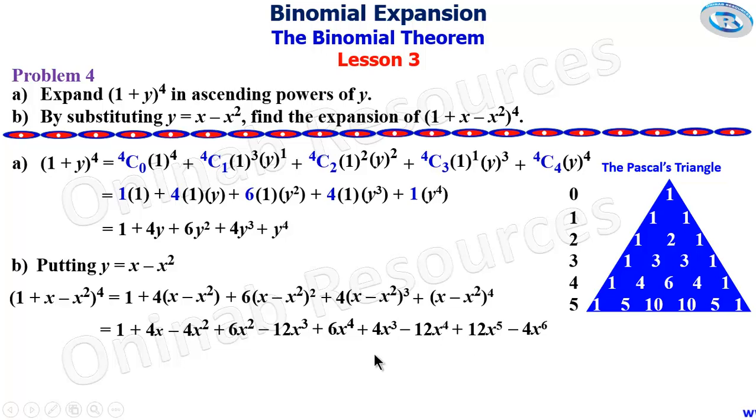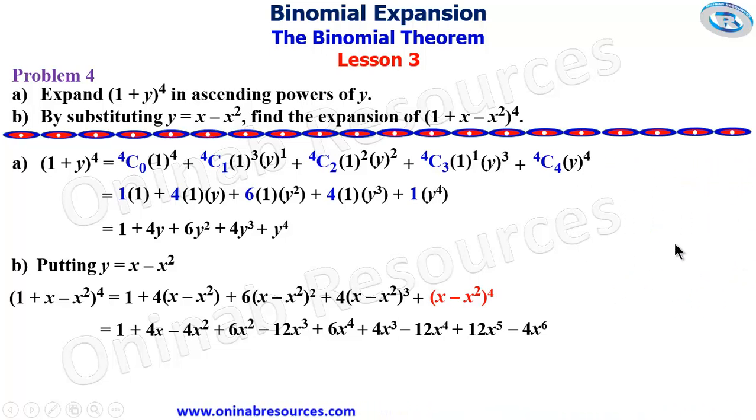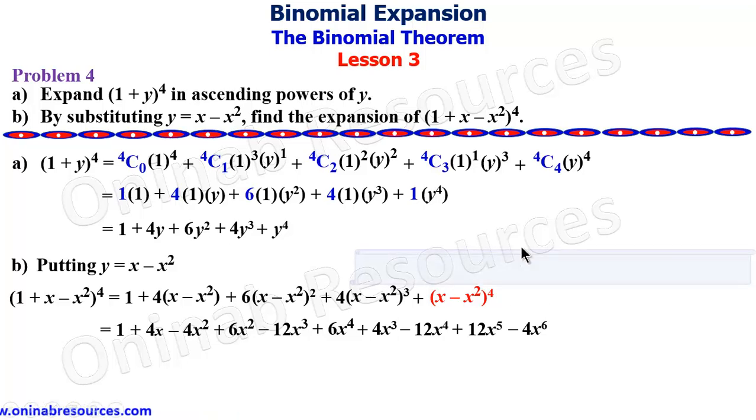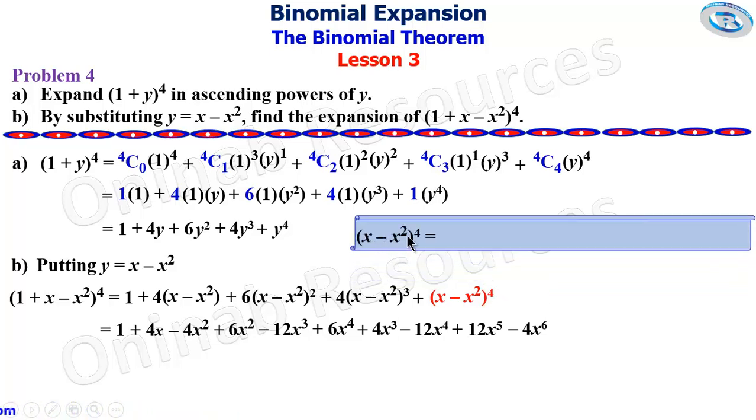Then we go for the last term here. The last term here is x minus x squared all to the power of 4. The power there is 4. And the main problem we are solving, they have the same coefficients, which is 1, 4, 6, 4, 1, which means we are done with this triangle. So we go ahead to expand. The coefficients are 1, 4, 6, 4, 1.